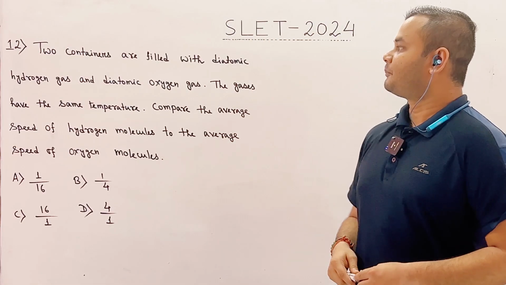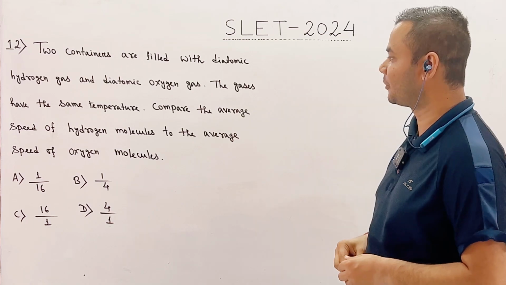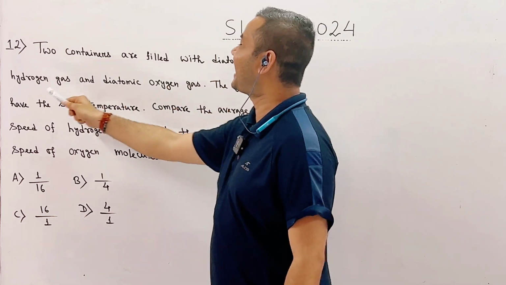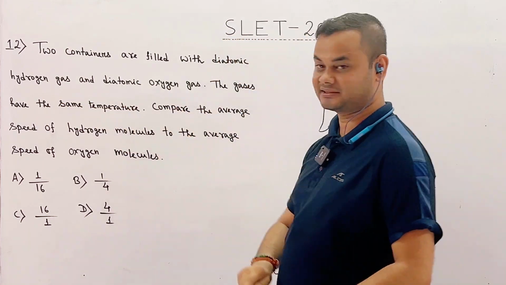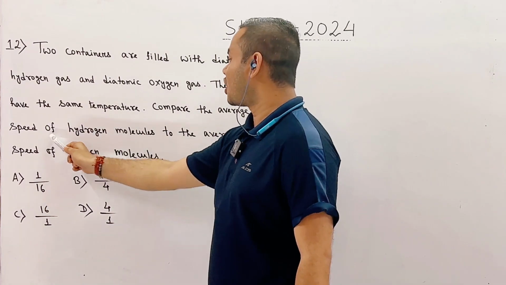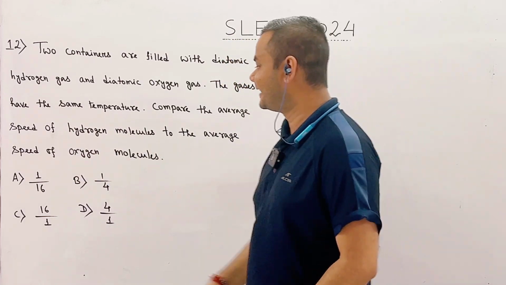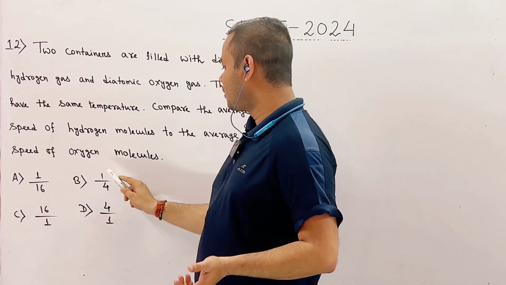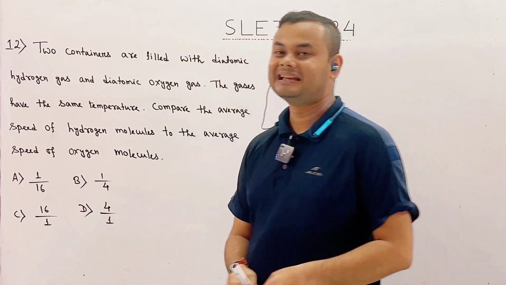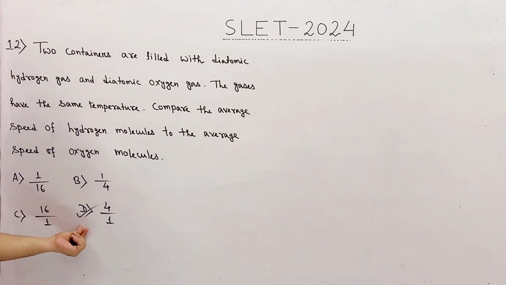Okay. Next, problem number 12. This problem number 12 is asked from kinetic theory of gases topic, and according to this problem, two containers are filled with diatomic hydrogen gas and diatomic oxygen gas. The gases have the same temperature. Compare the average speed of hydrogen molecules to the average speed of oxygen molecules. Option A 1 by 16, option B 1 by 4, option C 16 by 1, option D 4 by 1. Here the correct answer is option D. Now let me show you how option D is the correct answer.